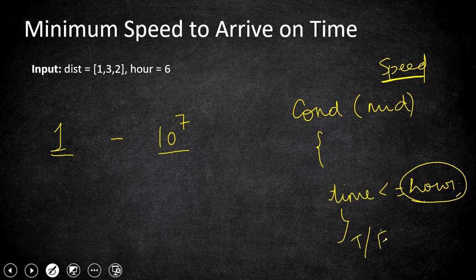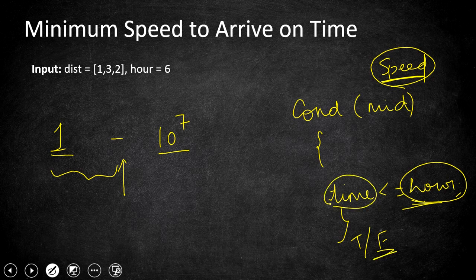Suppose by using this speed we can reach our office within the hour, which means we can reach even in a lesser hour. So we are going to check whether we can reach the office even in a lesser hour, so we are going to set it from left to mid. If it returns false, which means the time is higher and we couldn't reach our office within the maximum hour, in that case our speed is less. So we have to increase our speed, and we are going to set our limit from mid to right plus 1.